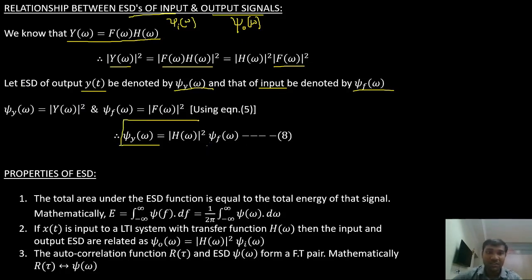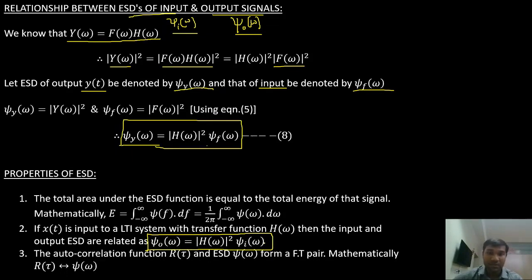So this is the relation between output and input energy spectral densities, where y is my output and f is my input. If I consider this as my output ESD and this as my input ESD, this is how the relation looks. The output spectral density is equal to the input spectral density into |H(omega)|^2.